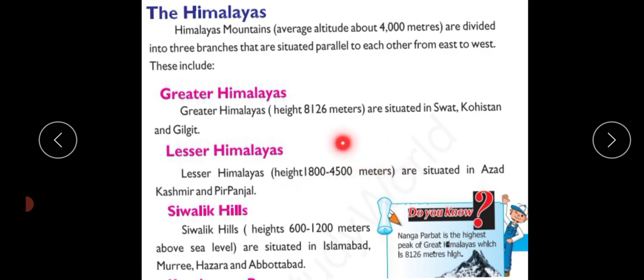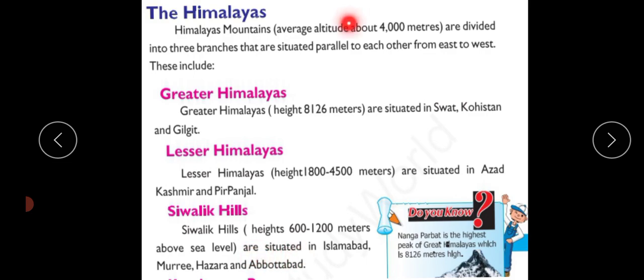Okay, then Lesser Himalayas जिसकी हाइट जो है वो 1800 से लेकर 4500 मीटर्स तक है, are situated in Azad Kashmir and Pir Panjal. अब आप साथ साथ एरियाज़ भी देखते जाएं कि Greater Himalayas are found in Swat, Kohistan and Gilgit, while Lesser Himalayas are situated in Azad Kashmir and Pir Panjal. हाइट भी आप साथ साथ देखते जाएं कि ग्रेटर हिमालयाज़ की हाइट सबसे ज़्यादा है, फिर उसके बाद दूसरे नंबर पे हमारे पास लेसर हिमालयाज़ आ जाते हैं जिसकी हाइट 1800 से लेकर 4500 मीटर्स तक है. Now if we talk about the Shivaliks, so Shivalik Hills जिसकी हाइट 600 से लेकर 1200 मीटर्स तक है, are situated in Islamabad, Murree, Hazara and Abbottabad.